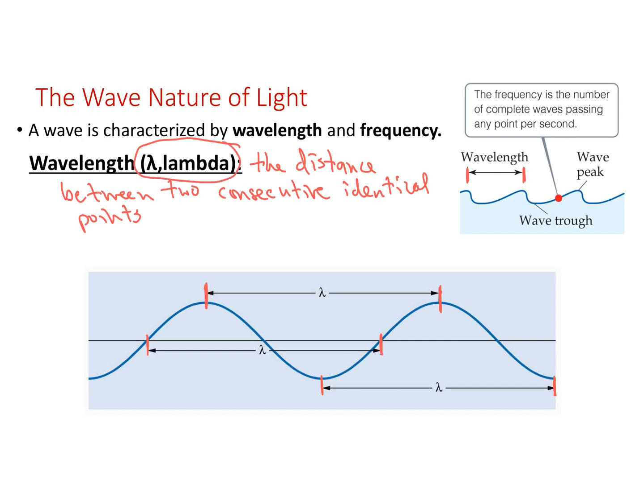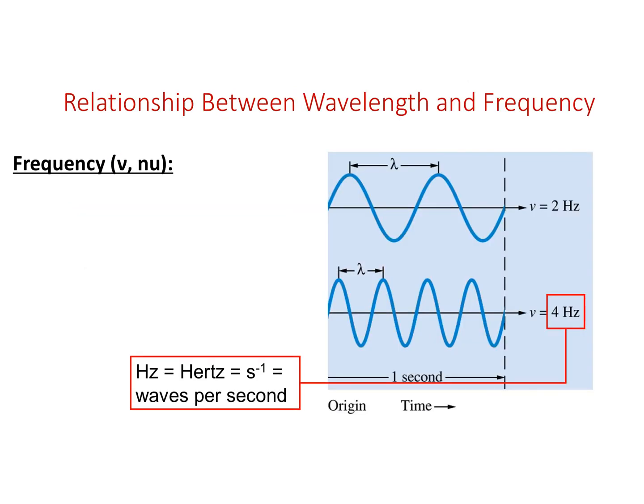So wavelength is the distance between two identical points on that wave in the same phase of a wave. The other component is my frequency. Frequency, or nu, is the number of repeats of a complete wave cycle per second.